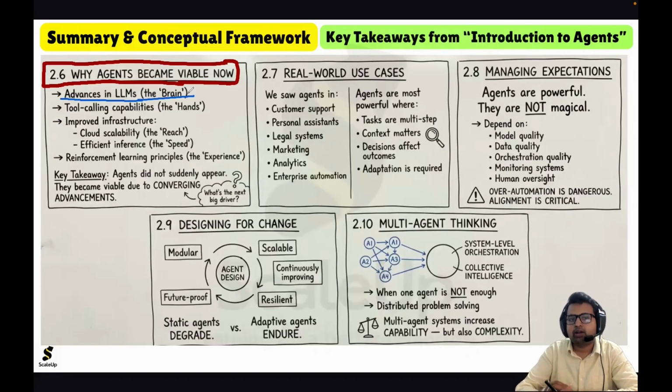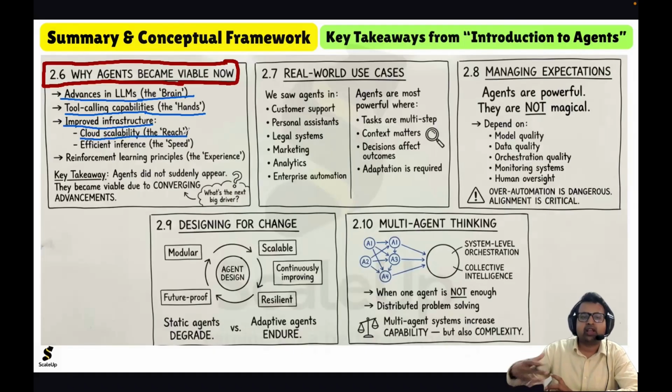So this enabled agents, along with tool calling capabilities, which act like the hands of the agents, and improved infrastructure, wherein now we live in the era of cloud computing and elastic compute. We can scale as per the need, keep adding more and more resources, more and more compute. Because of the improved infrastructure and advanced LLMs, the inference is very fast. We are able to achieve efficient inference.